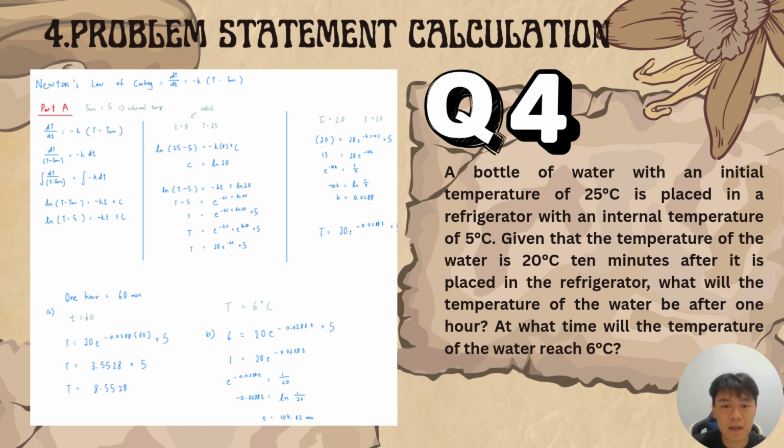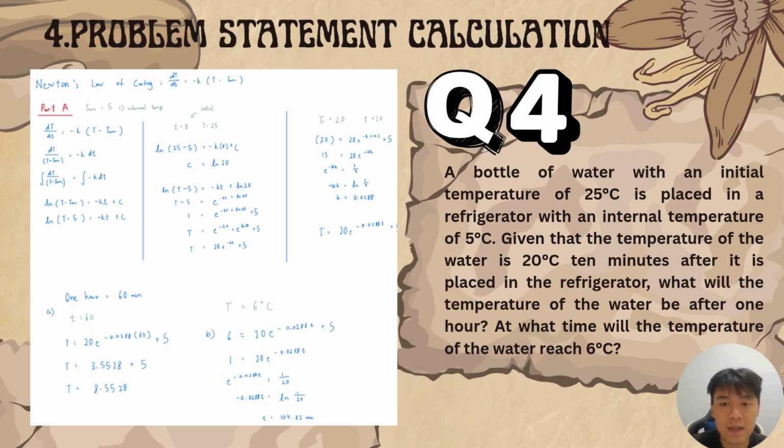Before we start the solution, we need to know what Newton's law of cooling is. Newton's law of cooling says the rate of change of temperature equals negative k times temperature minus internal temperature. As we know, k is a constant. So now we're going to talk about part A.